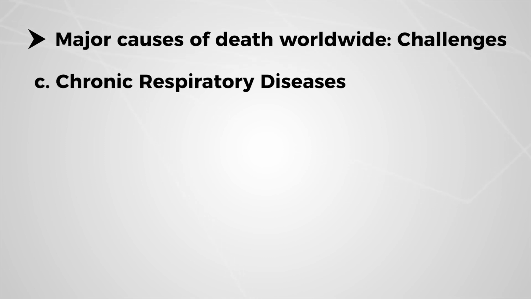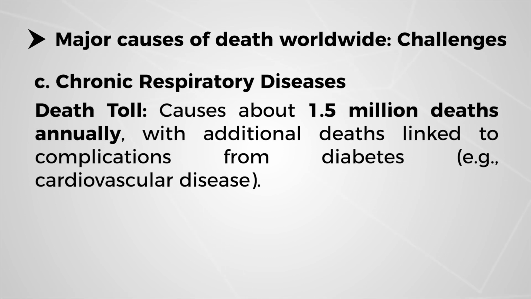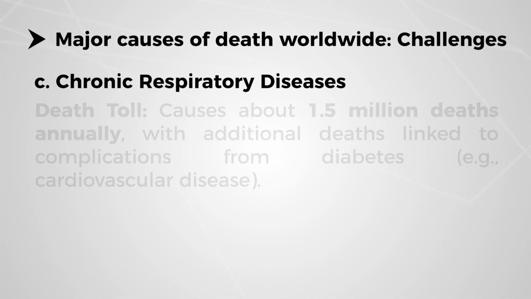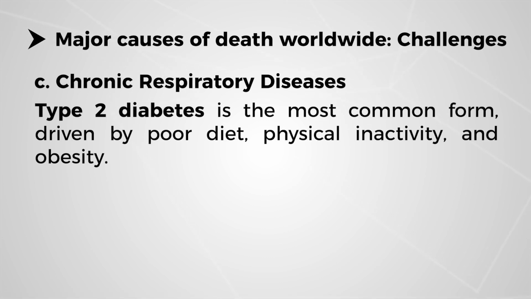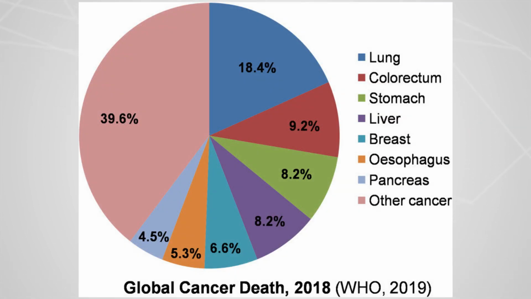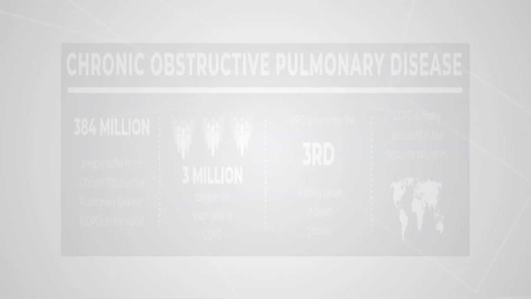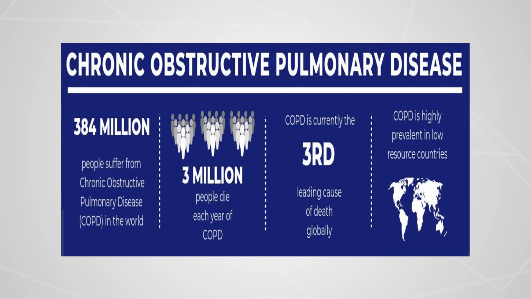Then we have diabetes. The death toll is about 1.5 million deaths annually, with additional deaths linked to complications from diabetes, for example cardiovascular disease. Type 2 diabetes is the most common form, driven by poor diet, physical inactivity and obesity. In this figure, learners can see the global variations in types of cancer deaths.